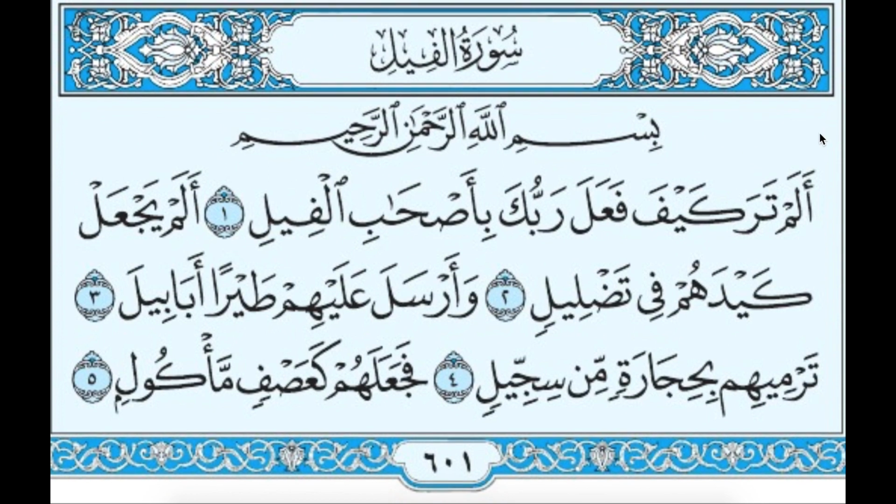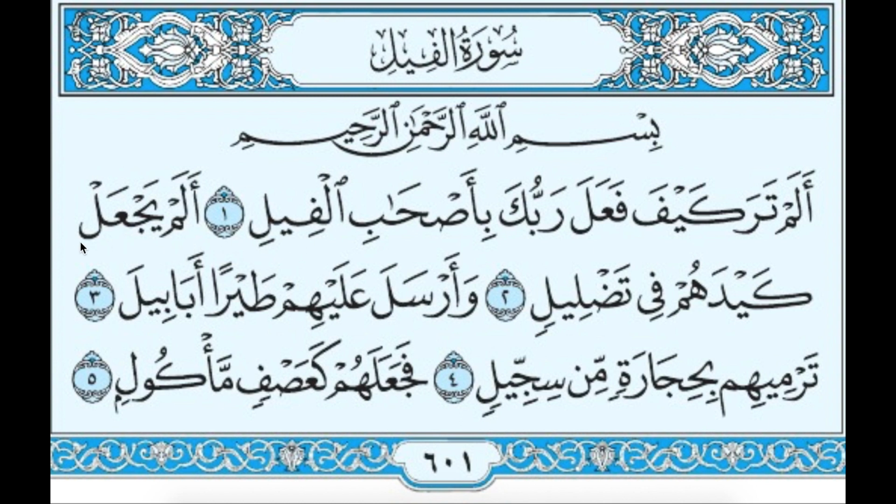Let's do another surah. Bismillah ar-Rahman ar-Rahim. Because Fil and Quraysh are related. The two surahs are related. Alam tara kayfa fa'ala rabbuka bi ashab al-fil. Alam, tara: haven't you seen? Kayfa: how. Fa'ala rabbuka: what your Lord did, or how your Lord acted, took action. Bi ashab al-fil: with the companions, the keepers of the elephants. And here we're talking about Abraha's elephant.